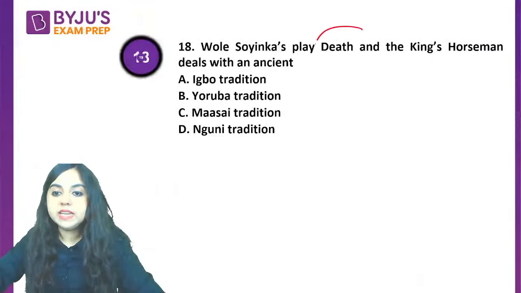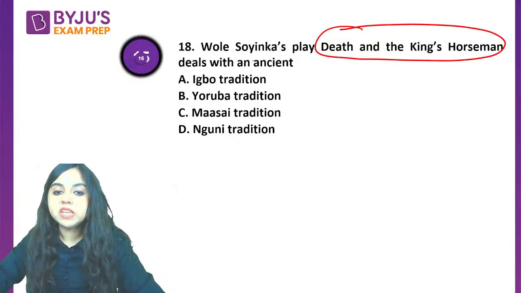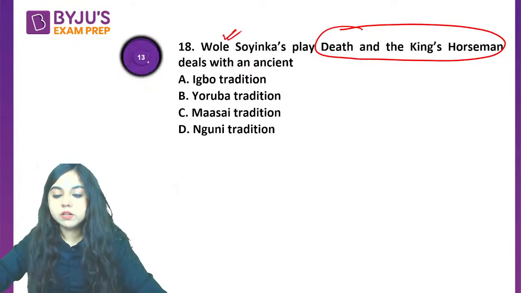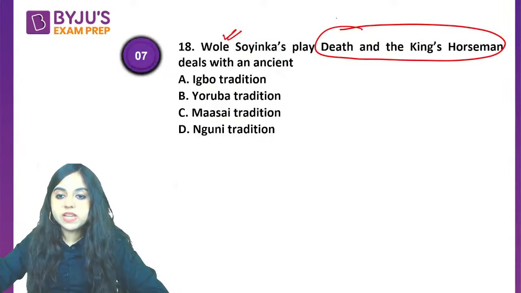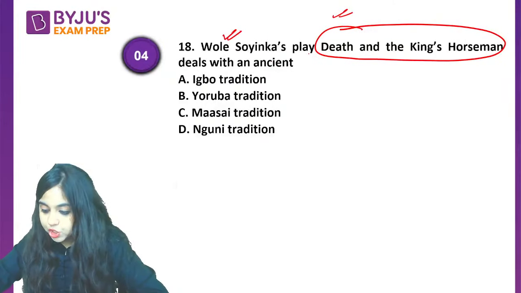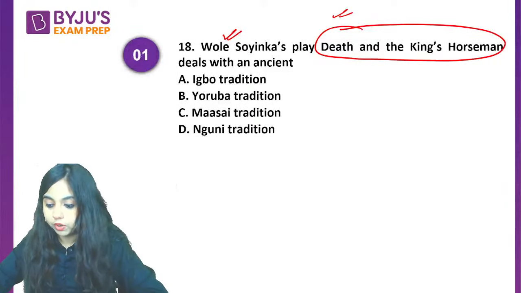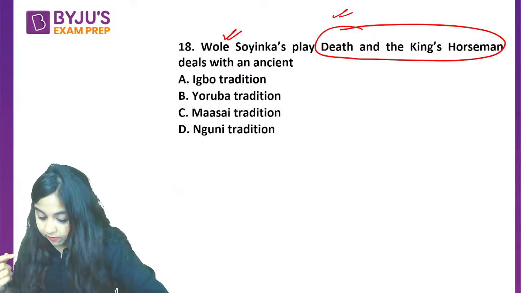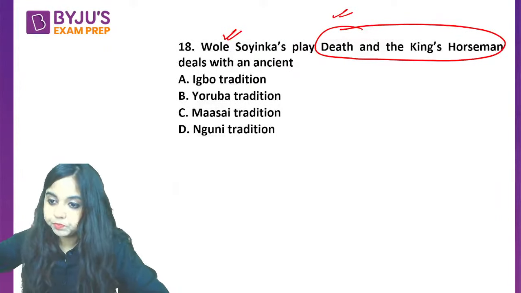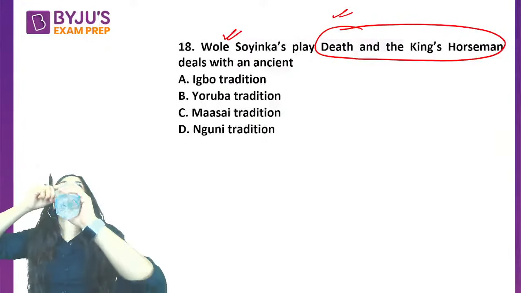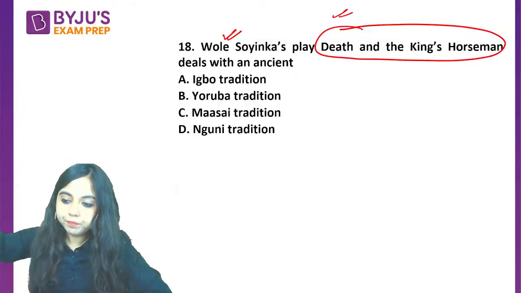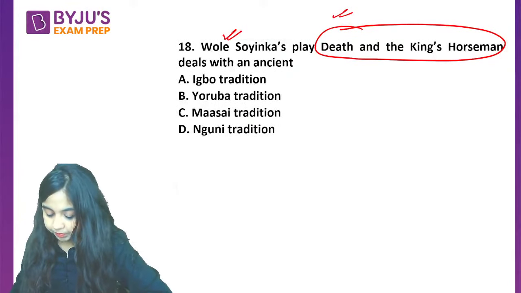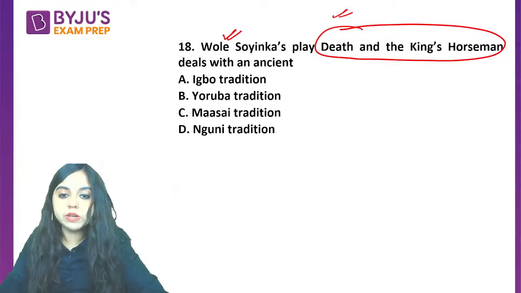Wole Soyinka's play Death and the King's Horseman deals with an ancient what? Wole Soyinka, the African writer, receiving the Nobel Prize as well. Yes, absolutely right. This is the correct answer.